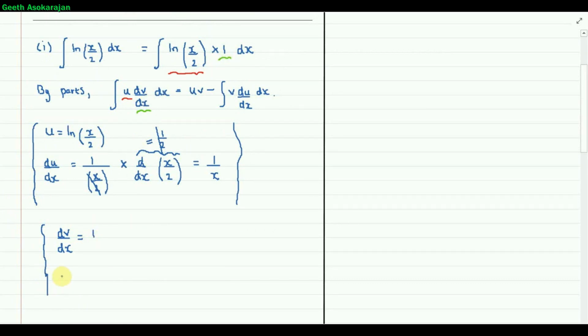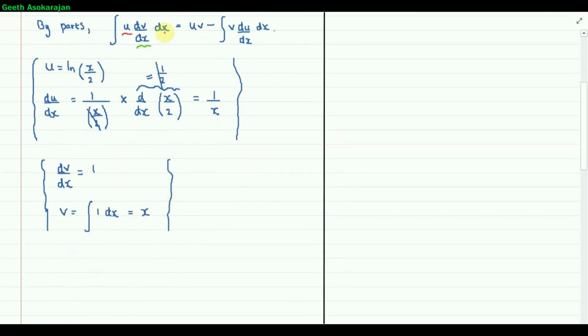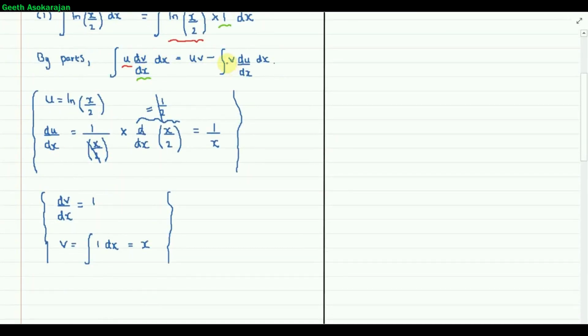However, we need v to apply this by parts formula, so we need to integrate dv/dx, which is 1, with respect to x, and when I integrate 1, we'll have x. Now when using the by parts formula, don't add the constant of integration here, we'll add the c at the very end. Let's apply this data to the by parts formula here.